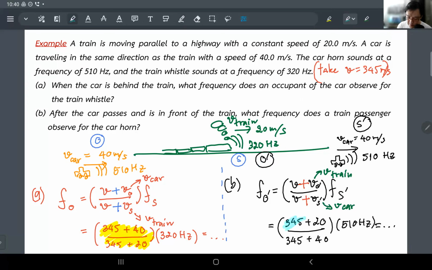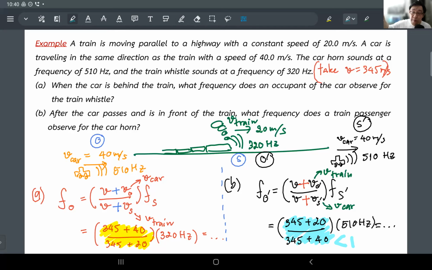See this? The ratio that you have is now less than 1. Less than 1. So what does it mean? It means that the passenger on the train will observe the horn sound to be lower in frequency. And that makes perfect sense, because look at this scenario over here. The car travels faster than the train.